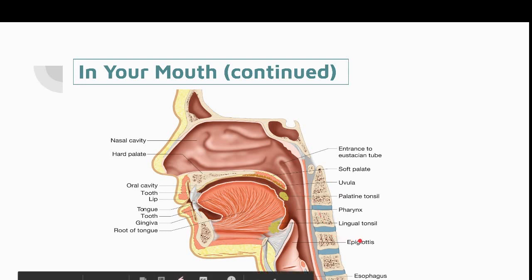This is your epiglottis. Your epiglottis is a flap of tissue that prevents your food from going into the windpipe. This is very, very important.